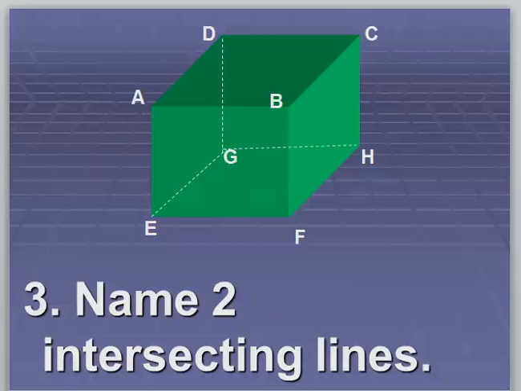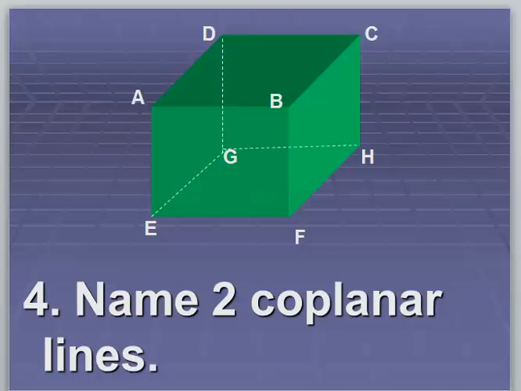Name two intersecting lines. We'll start again with AB. And I need any line that's going to cross or intersect AB. So I'm going to use AD. You could have used AE and AB. You could have used AB with BF or AB with CB. All of those would intersect.